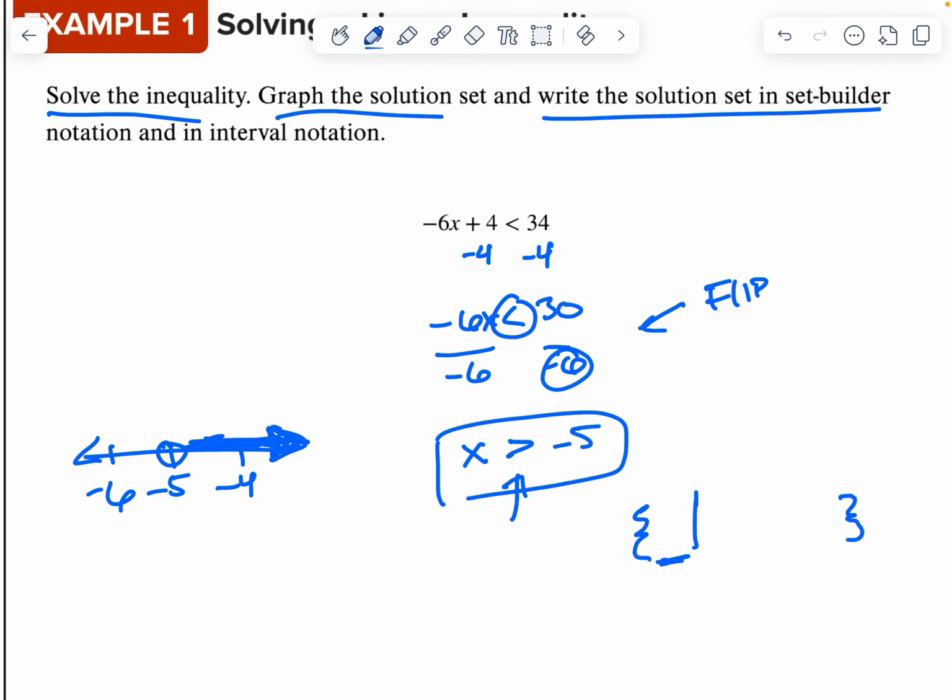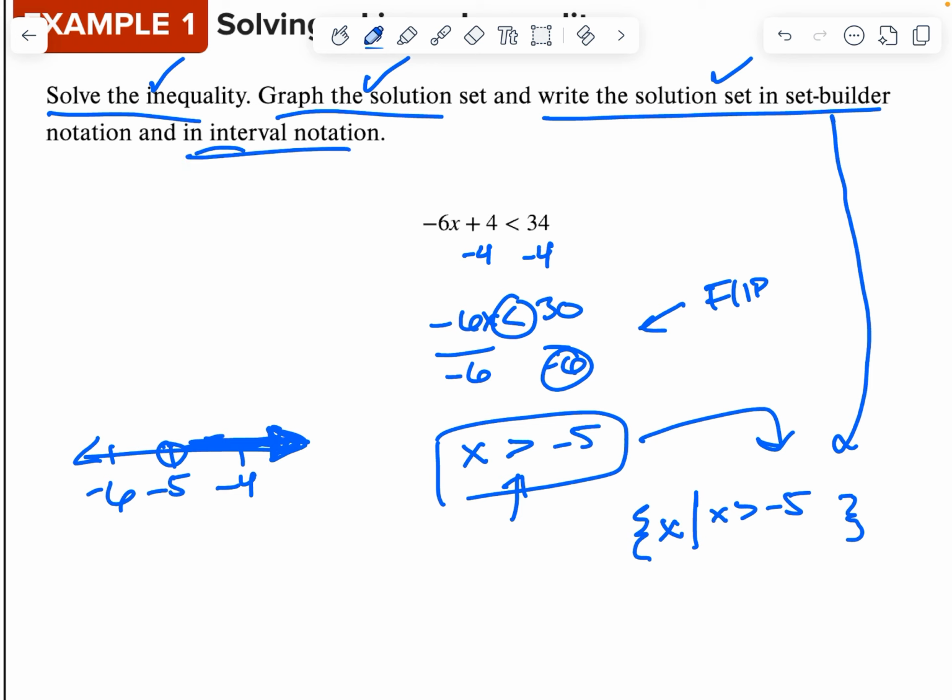In the first slot here is going to be whatever variable you were using. In this case, we were using x, so x is going to go in that slot. In the second slot is exactly what your solution was. X is greater than negative 5, and you want your x to be on the left side of that inequality. So here is our set builder notation. Check. We've solved, we've graphed, we have our set builder notation.